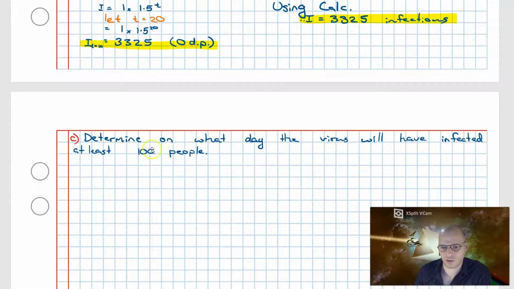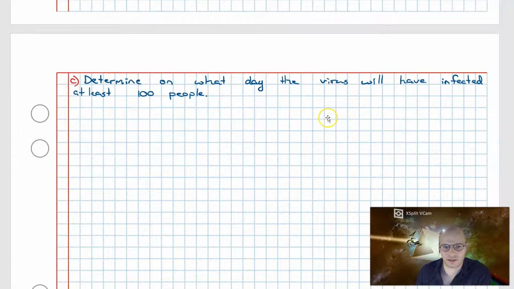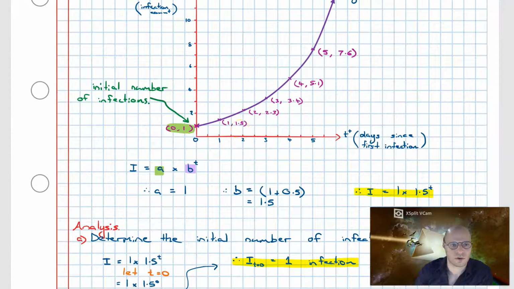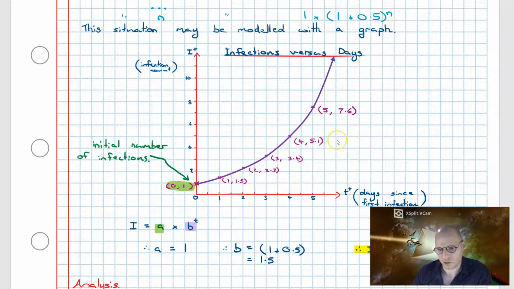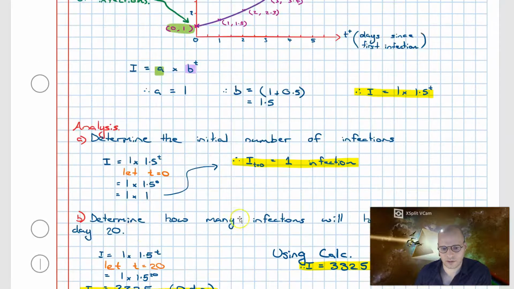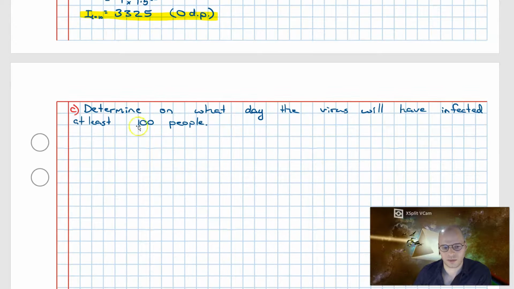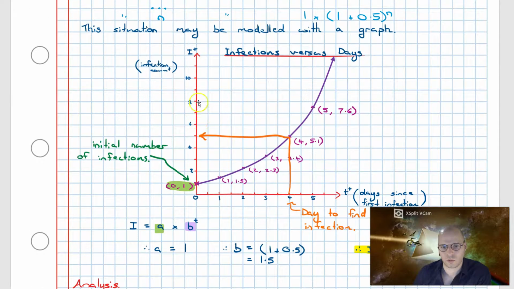Then finally C, determine on what day the virus will have infected at least 100 people. Now, looking at this, what we're effectively doing is starting on our t-axis and going up. So on day 4, we're up here and then we go across. So we go from day to find infection. Now we can also do this in reverse. For this question, we're looking for 100 on the axis here. We go across and then we go down.